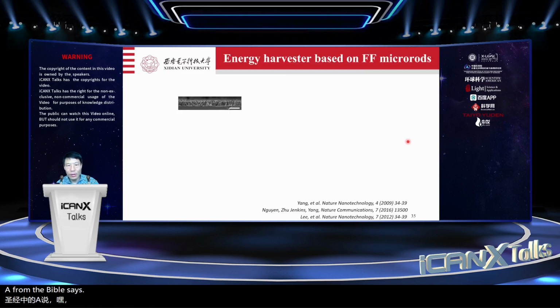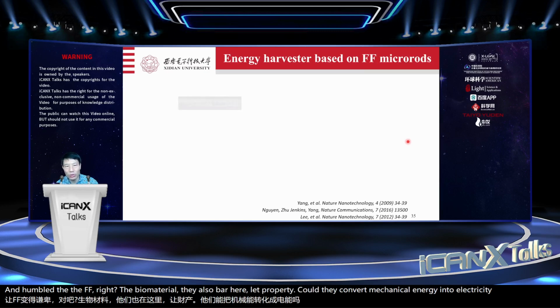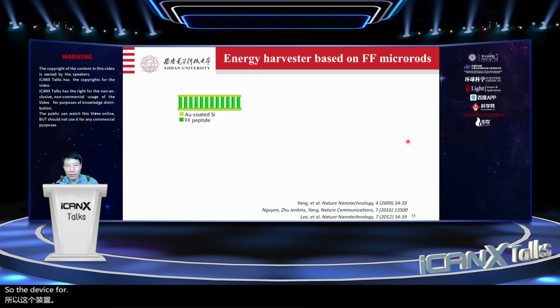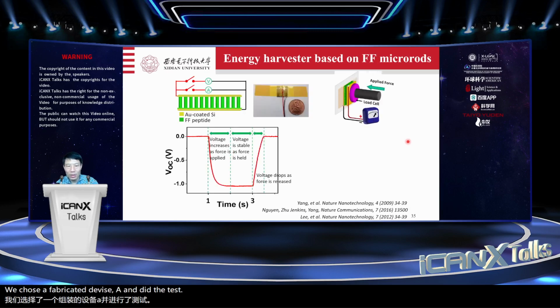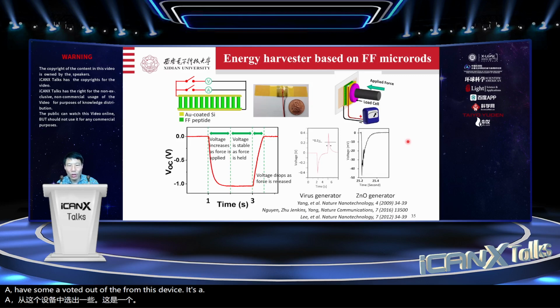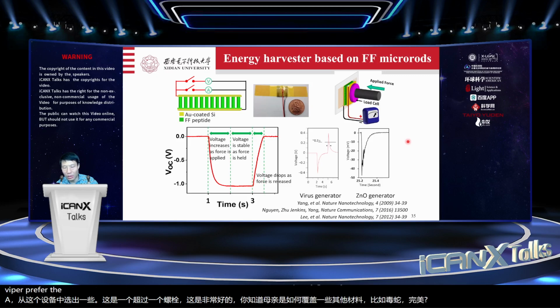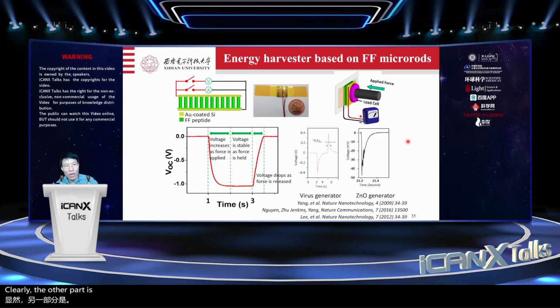Clearly, we have plenty of mechanical energy from biomotion. And how about the biomaterials? They also have piezoelectric property. Could they convert mechanical energy into electricity? Could we fabricate some devices? The device fabrication is straightforward because we have experience with zinc oxide based nanogenerators. We just fabricated the device and did the test, and we found that we do have some voltage output from this device. It's over 1 volt. That's pretty good. How does it compare with other materials, like a virus-based generator and a zinc oxide-based generator? Clearly, the output is much higher. Another difference is we got a plateau, because the FF are dielectric material. There is no leakage current.